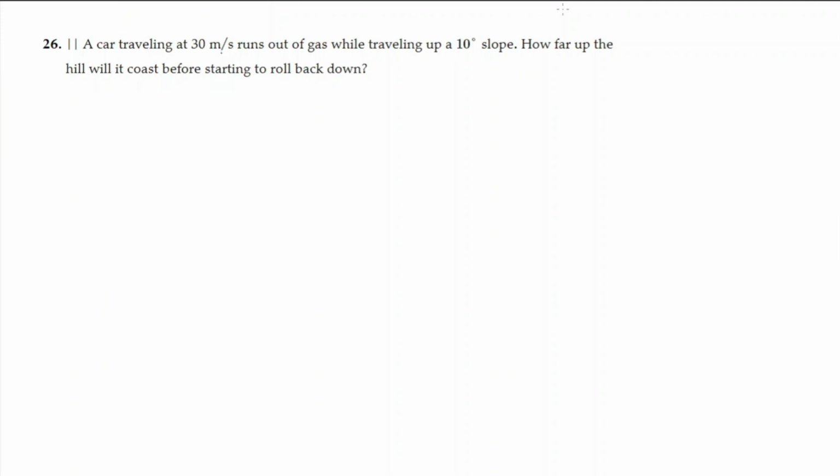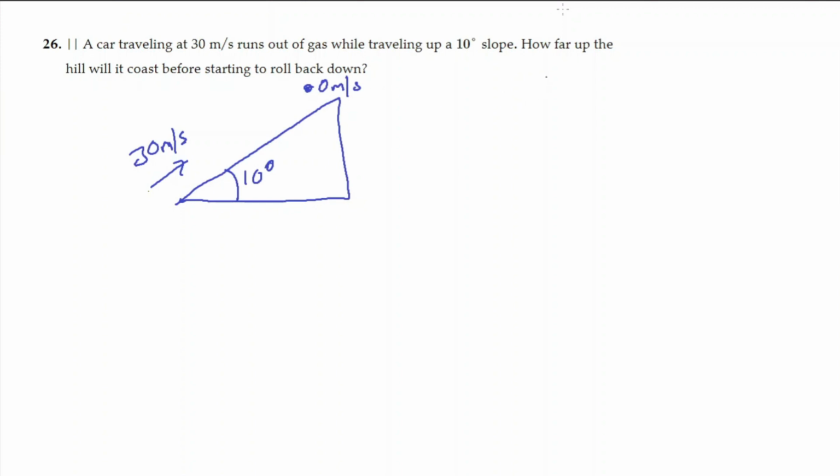So we have a car traveling at 30 meters per second that runs out of gas while traveling up a 10-degree slope. How far up the hill will it coast before rolling back down? So let's first draw an illustration here. We have our slope, which let's say is 10 degrees, even though it's probably not. The car is going to be traveling up here at 30 meters per second originally, and we know that at some point it's going to be at 0 meters per second.